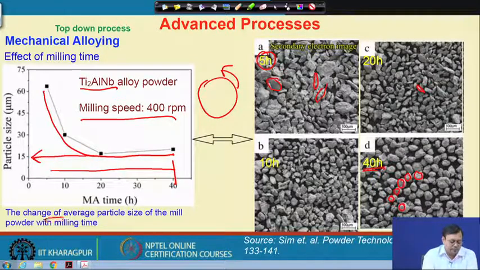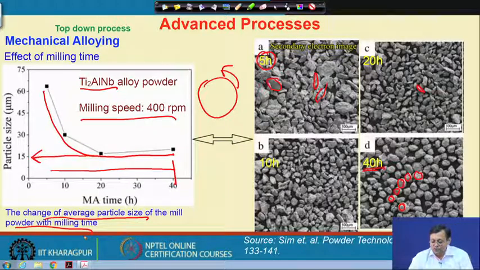So, the change of the average particle size of the milled powder with the milling time is shown here, where if this shape is more preferred, then we have to definitely go through all these different mechanisms that play a crucial role.